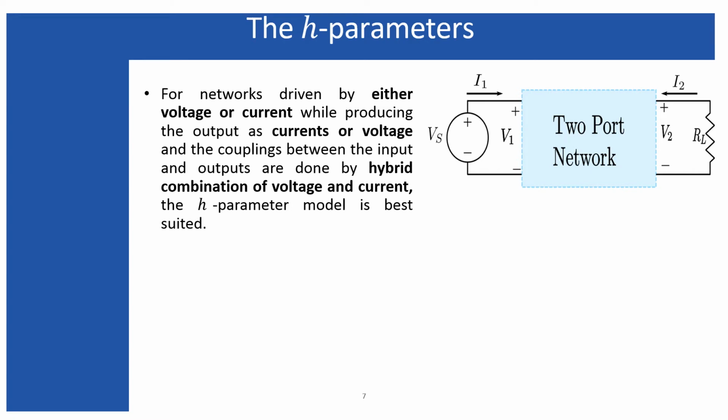So in the case of the H parameter model, since your system is based on some hybrid mix of all of its own four parameters, it means the voltage and currents. So in the case of the H parameter, we represent the input voltage in terms of the weighted sum of the input current and the output voltage.